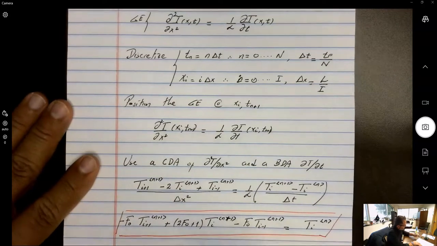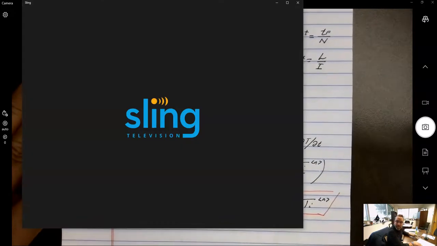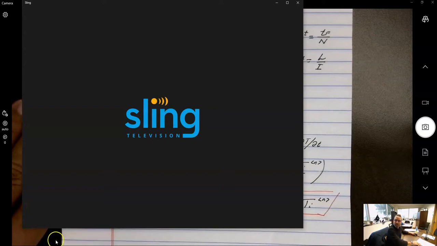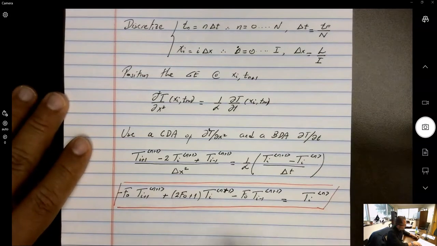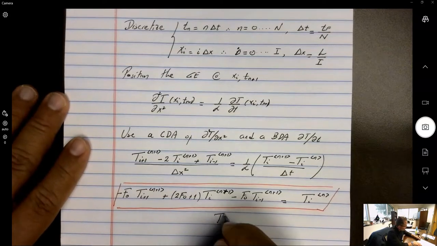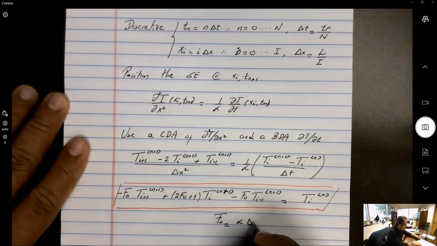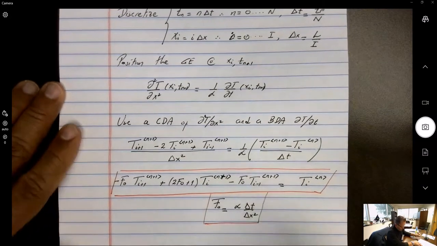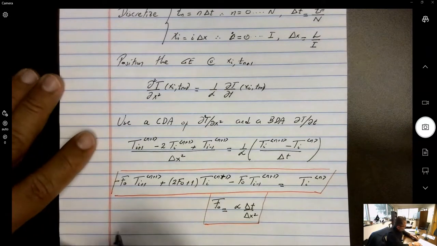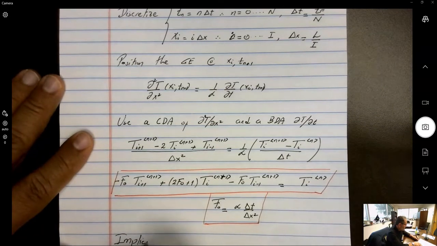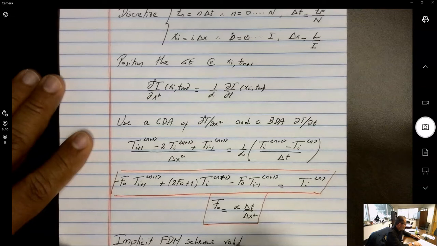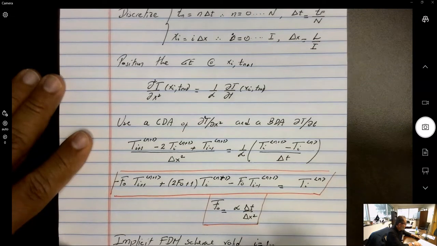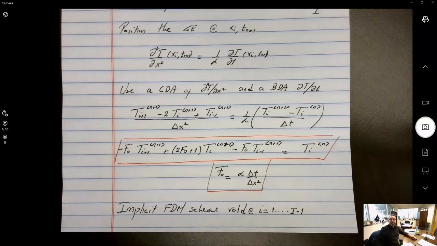Such that the Fourier number, as we know, is defined as alpha delta t over delta x squared. All right, and this right here is an implicit scheme, implicit FDM scheme, valid at interior nodes. So at i equal 1 to I minus 1. It's not valid at the end nodes, right?